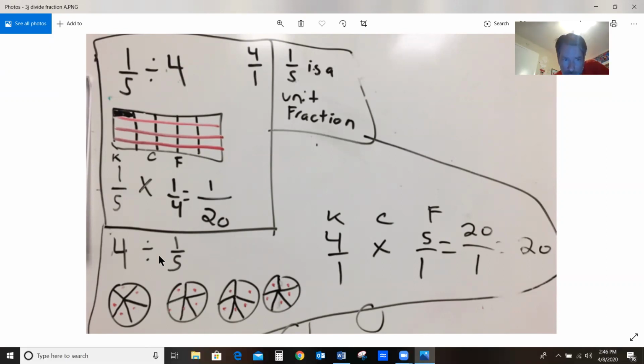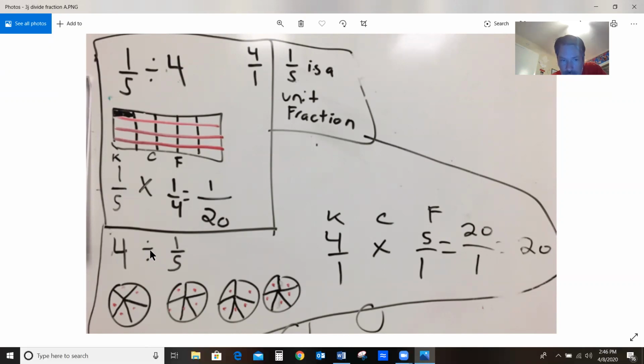All right, 4 divided by 1/5. You would do it differently if it's this way. Now, if it's a whole number in front divided by 1/5, it changes the problem. So this time, instead of drawing it like that, I would draw 4 separate things. You could draw squares or circles like I did and cut each one into 5 parts because it's a 5th, right? And then you just count how many are there. 1, 2, 3, 4, 5, 10, 15, 20. The answer is 20. But I would work it out.